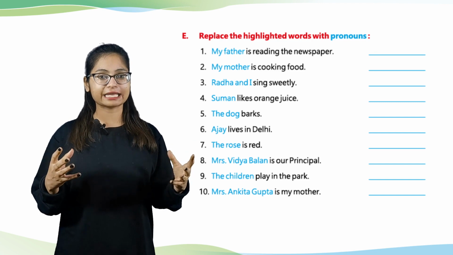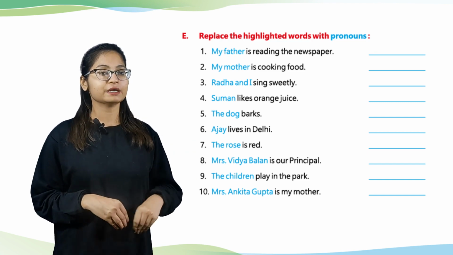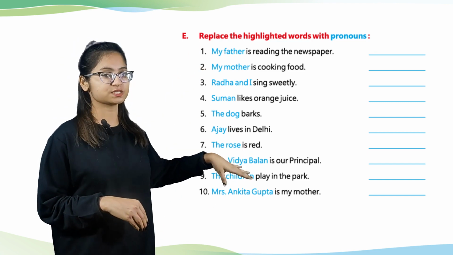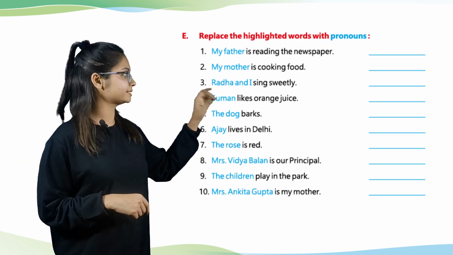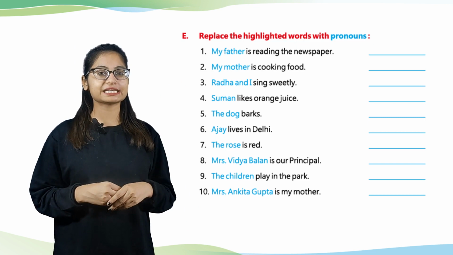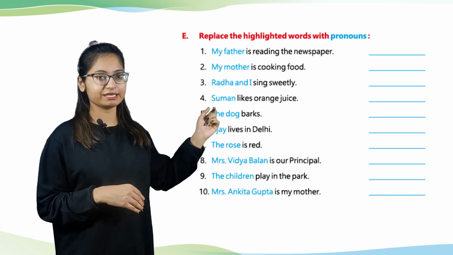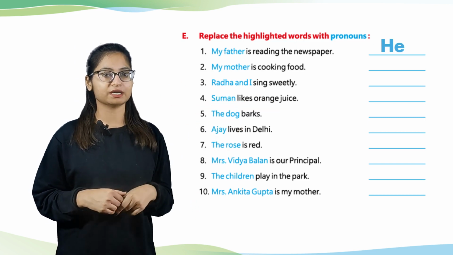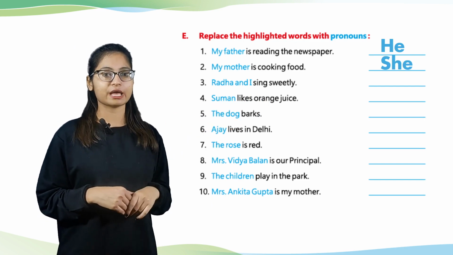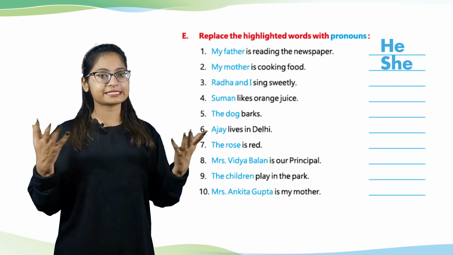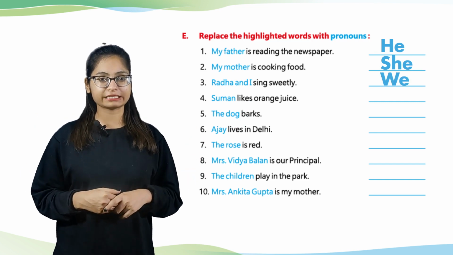Let's do part E. Replace the highlighted words with pronoun. Okay, we have some sentences with some highlighted words. What we have to do? We have to replace noun with pronoun. Father is reading the newspaper. He is reading newspaper. My mother is cooking food. She is cooking food. Radha and I sing sweetly. We sing sweetly.